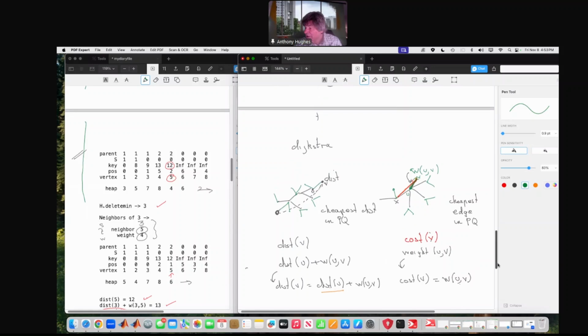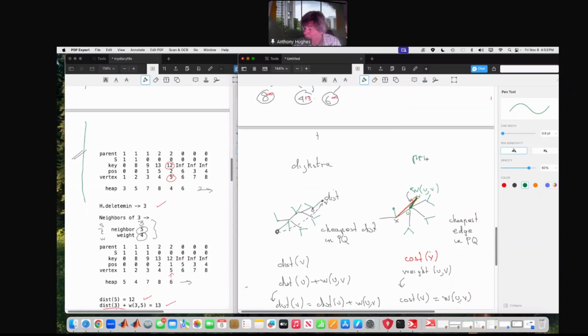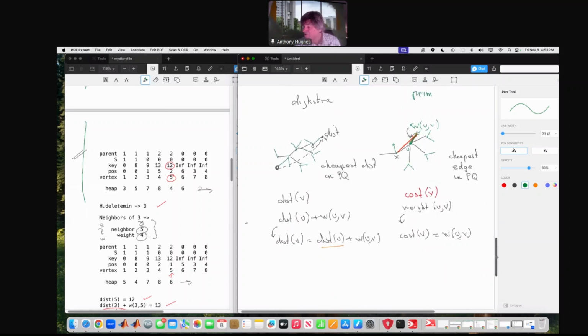So they're exactly the same, except this one small step. And so the algorithms are exactly the same.